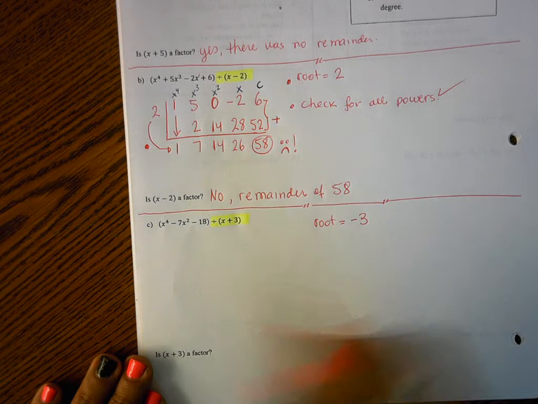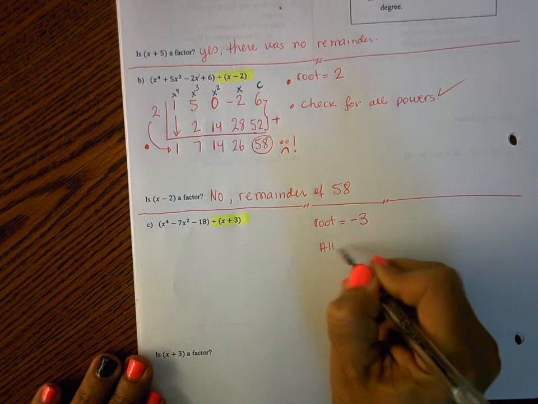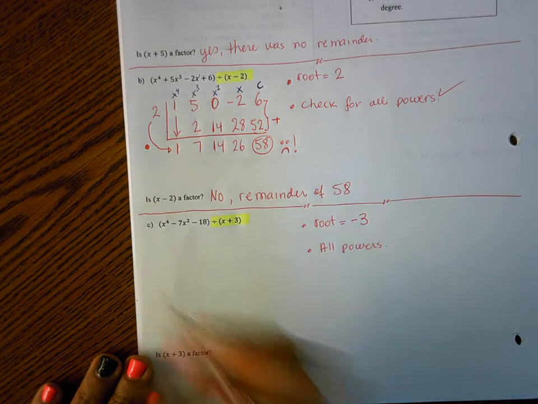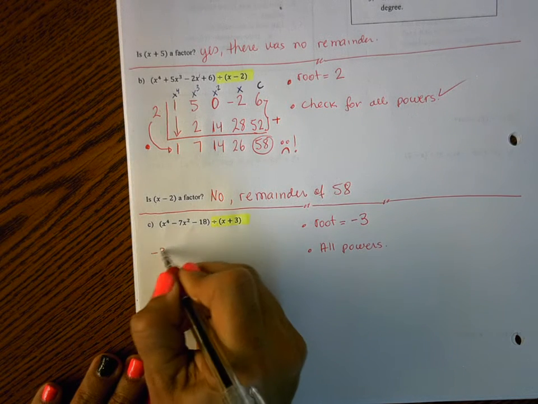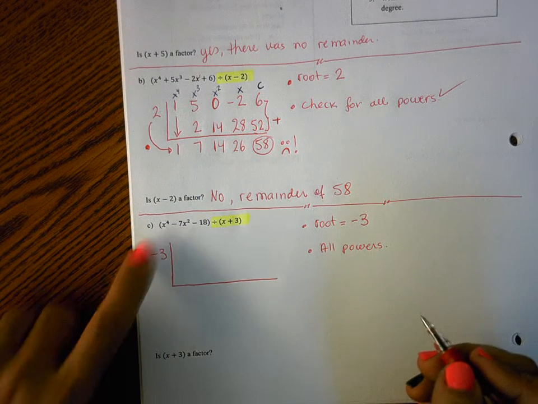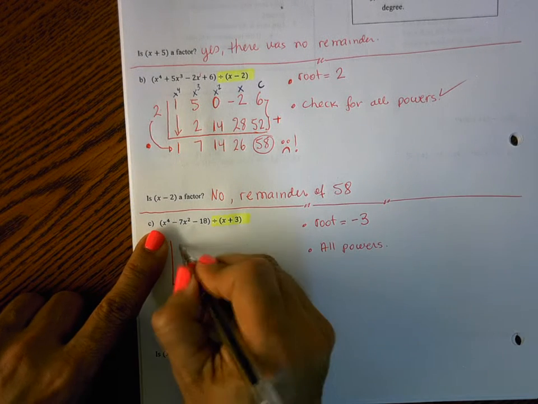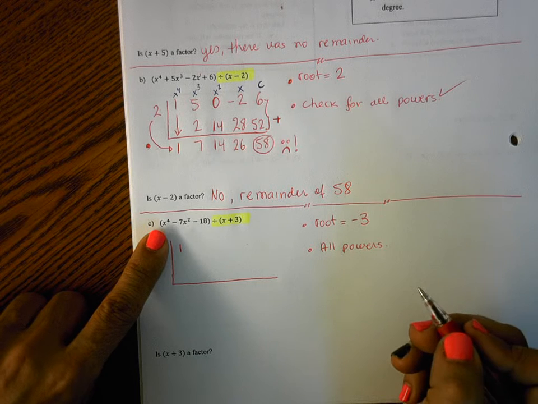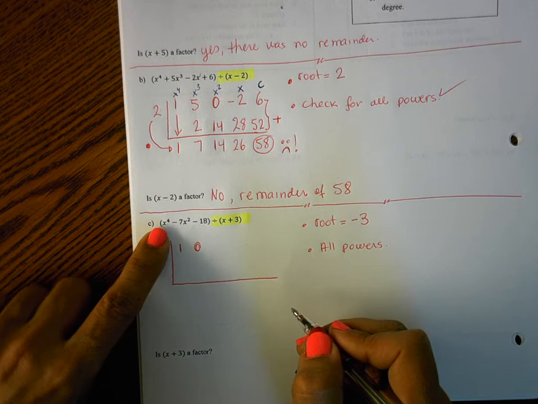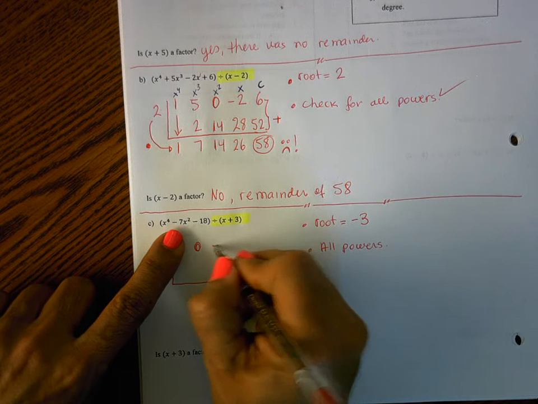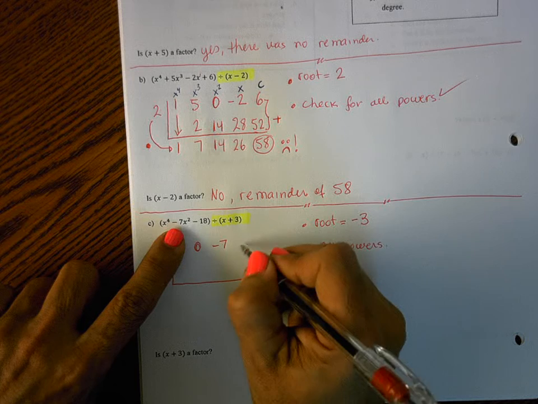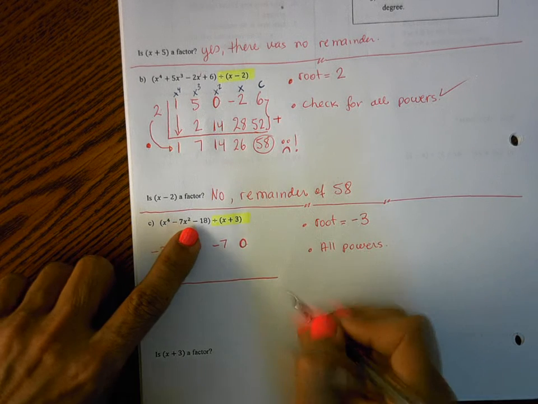Let's go ahead and check for all powers. So first, I'm going to set up my little root, negative 3, and set up my little box, and I'm going to check for all powers. To the 4th, we have a 1. Cubed didn't show up, so we're going to put a 0 for cubed. Then I have a squared, negative 7 is for the squared. And then we don't have a first power, didn't show up either. And then we have the constant, negative 18.